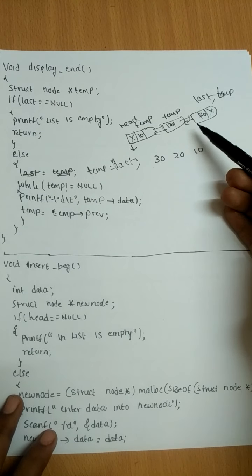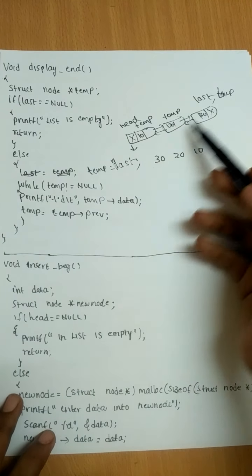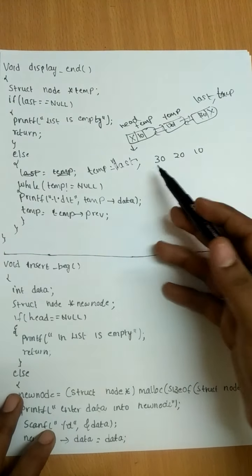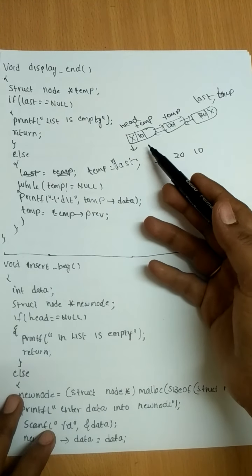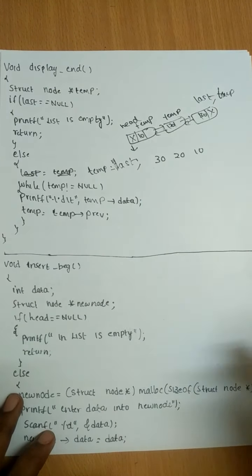So it prints all the elements of the double linked list from the end to front, that is last to head: 30, 20, 10. In the previous function we printed from first to end: 10, 20, 30. Now it is printed 30, 20, 10.